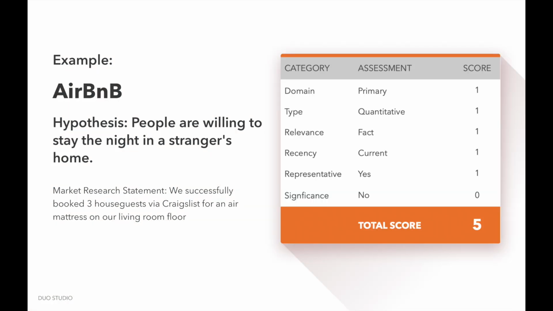Why? This is primary. It's Yoda. It's your own data. And your own data is better than other people's data, OPD. It's quantitative, it says it with numbers again. It is a fact, it did happen. The recency, it's current. Let's say again that this is in their pitch deck, so it happened recently. Let's call it current.